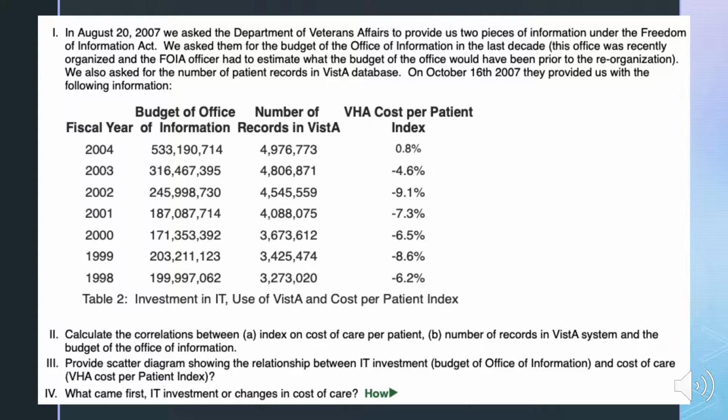Below the data are the questions we need to solve for, which includes calculating the correlations between the index on cost of care per patient, number of records in the EHR systems, and the budget of the Office of Information. The second thing to do is to provide a scatter plot for the relationship of the budget of the Office of Information and the cost of care. And lastly, we have to figure out which came first, whether the increase in budget leading to better cost of care or vice versa.